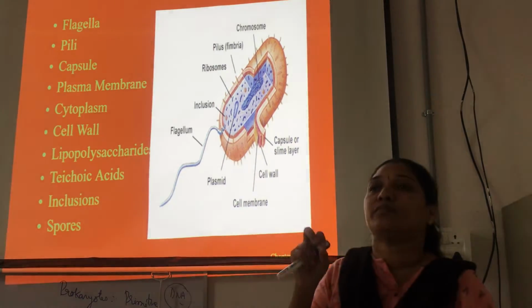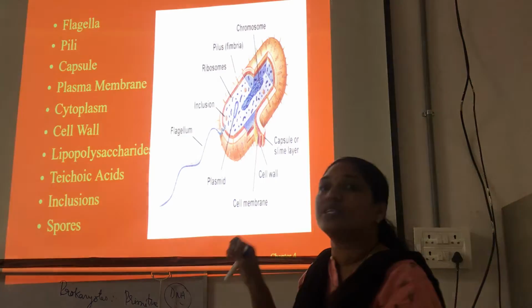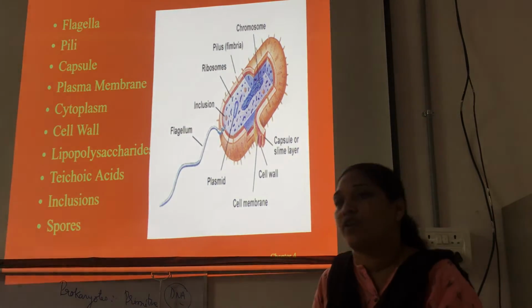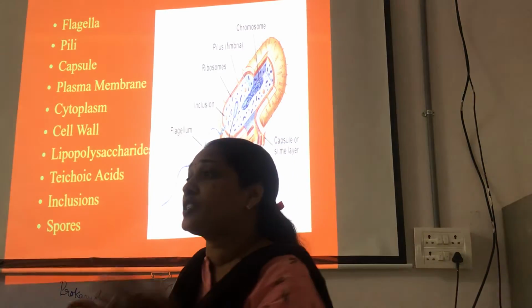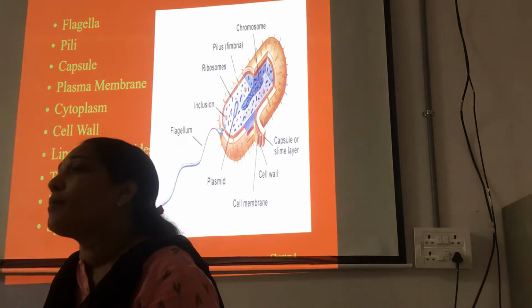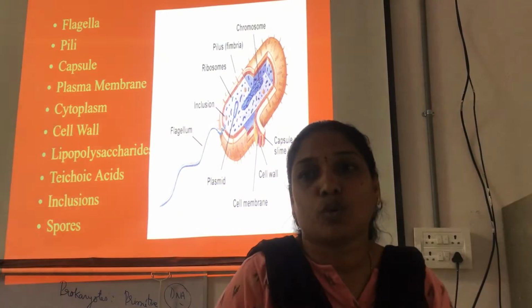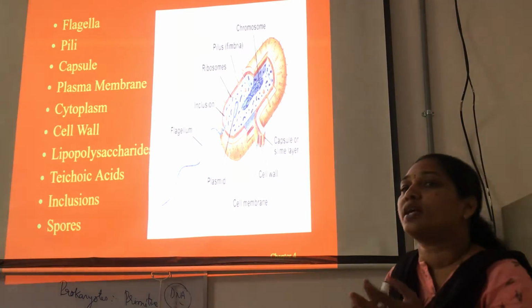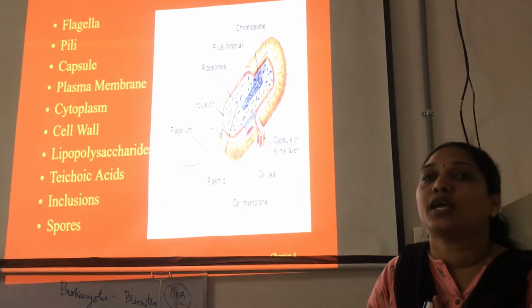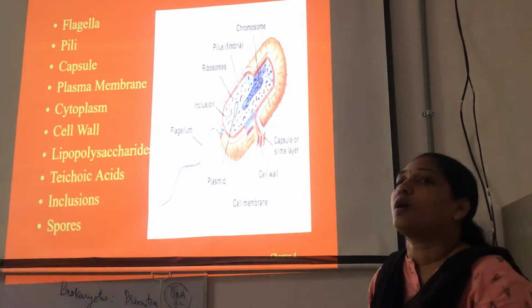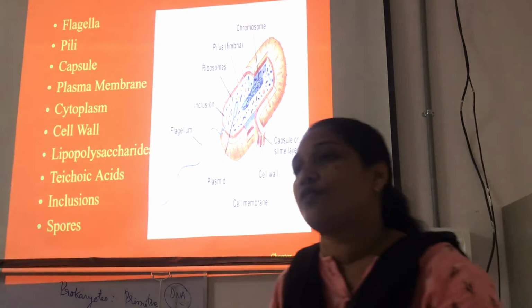Like this, you have some inclusions in the cytoplasm, and apart from that, we have spore formation. Bacteria have a special characteristic, that is formation of spores. If there are no favorable conditions to grow, the bacteria turns itself into a spore, right? And we call them endospores in the case of bacteria.